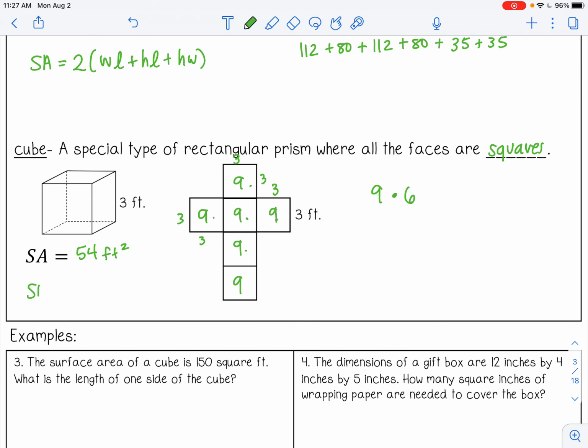There's also a formula for a cube, which is 6a squared. And that's basically what we just did. We found the area of one of the squares, 9, and then we multiplied it by 6.